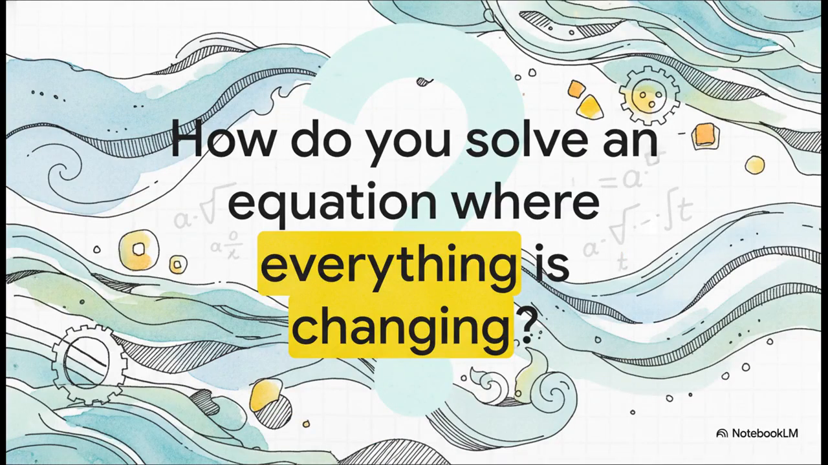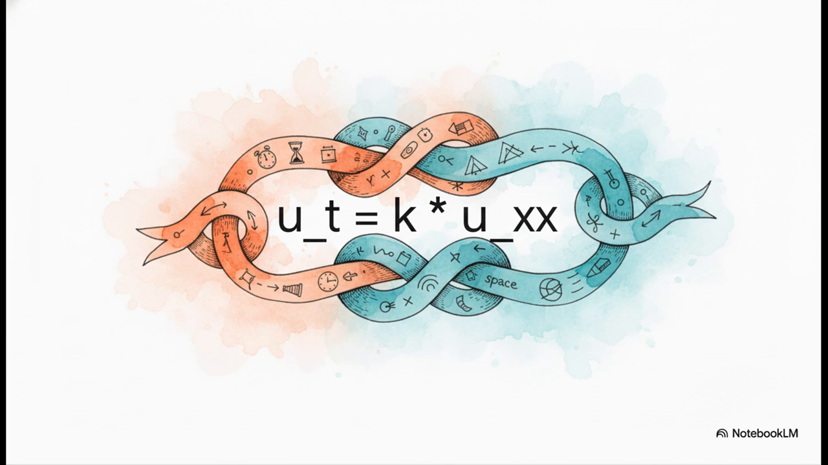I mean, this is the central challenge of a PDE, right? You've got a function that depends on multiple things, say space and time, and they are all tangled up, all changing and interacting at the same time. It's kind of like trying to describe a ripple in a pond, where every single point on the surface is moving up and down at every single moment. It's a lot. Let's look at the classic heat equation.